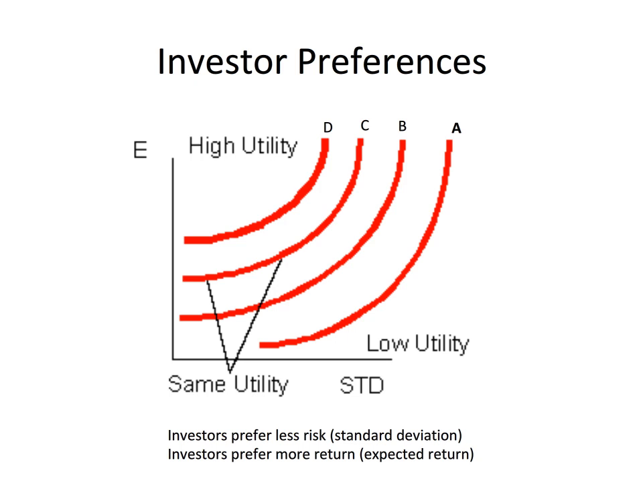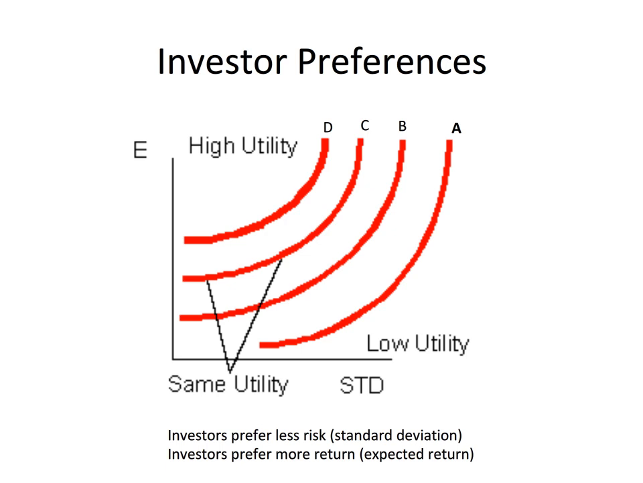In making those portfolio selections, what we have to know in order to make that selection is investors' preferences. And what we can know about investors, or what we assume about all investors, is two items that are listed at the bottom. Investors prefer less risk, which we're going to measure by the standard deviation, and investors prefer more returns, which will be given by the expected return.